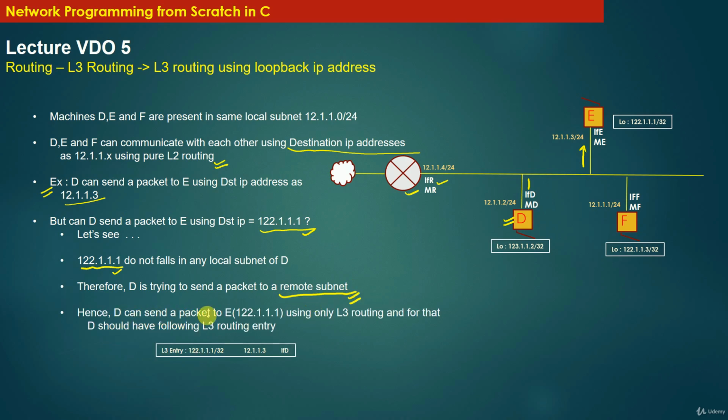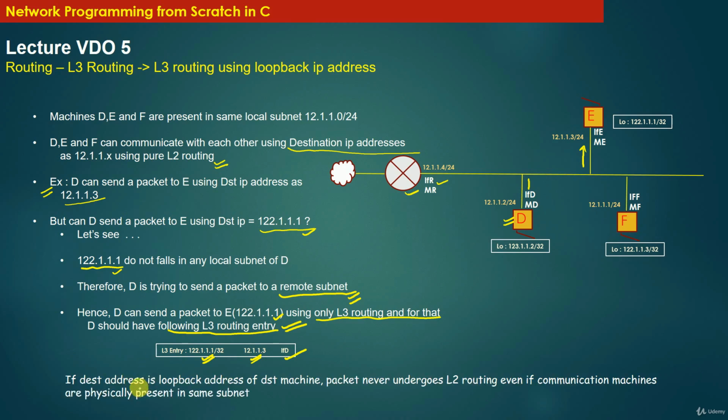Hence, D can send a packet to E using destination IP address 122.1.1.1 using only L3 routing, and for that, D should have the following L3 routing entry in its routing table. That is, in order to reach this remote subnet, the next hop IP address is 12.1.1.3 and the local outgoing interface is IFD. So the final conclusion is that if the destination address of the packet is actually the loopback address of a destination machine, the packet never undergoes L2 routing even if the communicating machines are physically present in the same subnet.